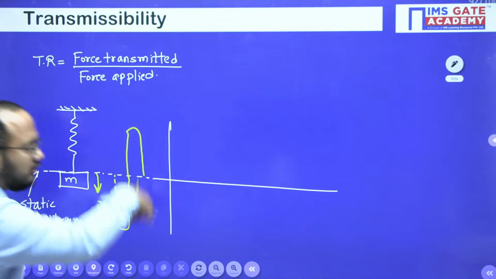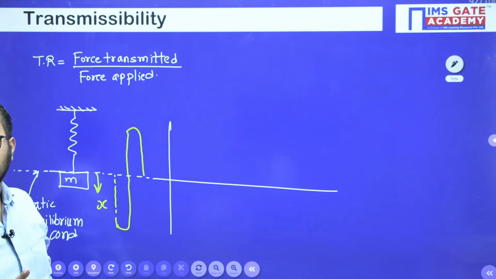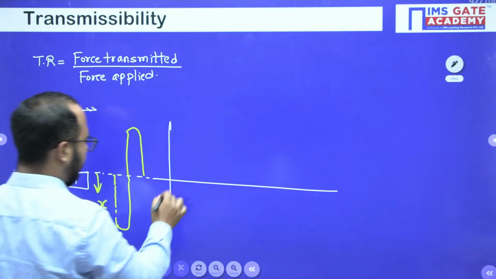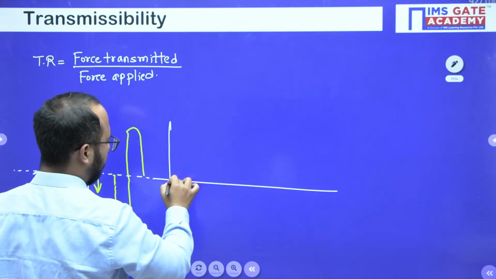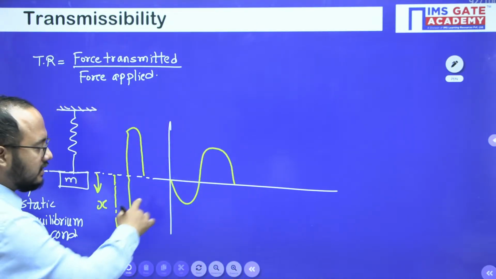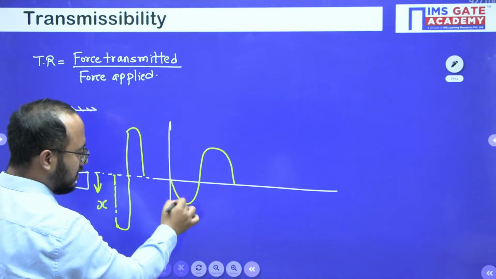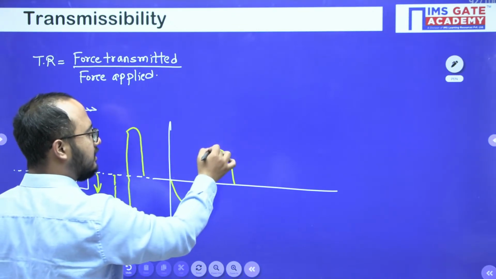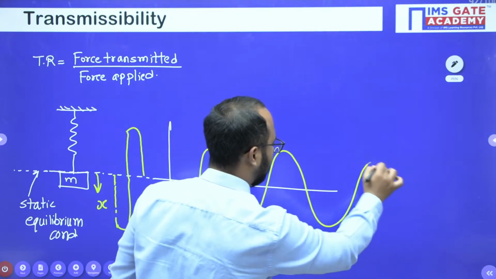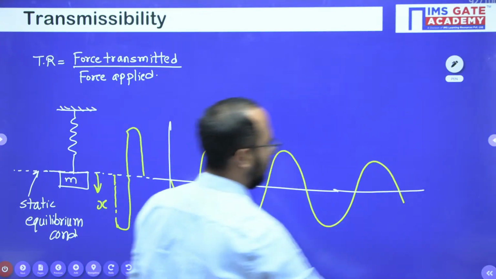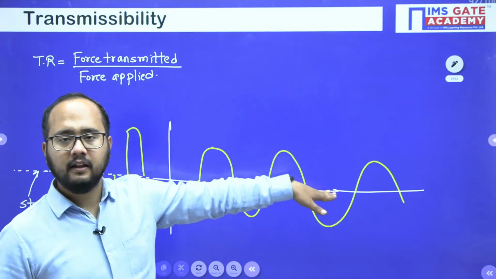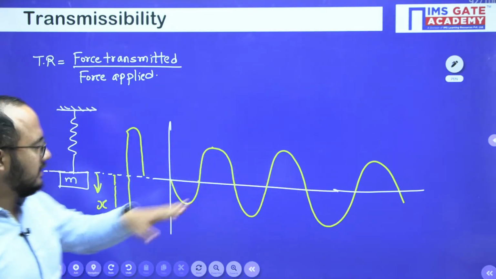Now this is what is known as one cycle. So you will see it like this: from mean position to extreme, then again mean, then again extreme, then again mean. Like this you will have the case, and that is what we are calling a vibration. This is for the undamped case.